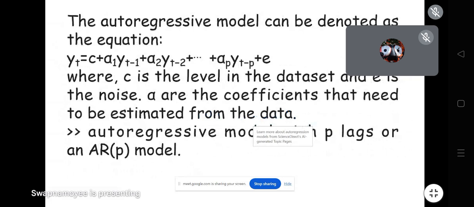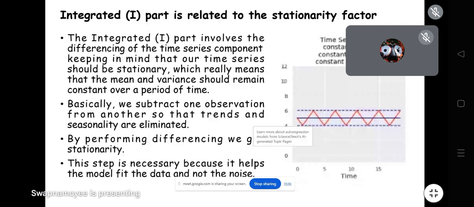Now I said time series data are by their nature non-stationary. Your trend will be there, your seasonality will be there. So we have to make the data stationary. When I say the data is stationary, you can see the graph here. This is the stationary data. Why? You see the mean is constant. The bold line in the middle is the mean, and the mean is constant.